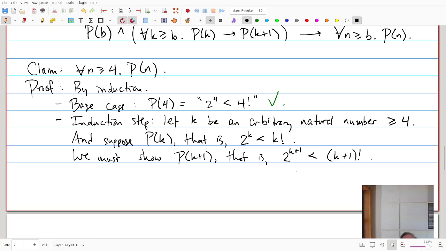So this is my goal, to show this. I'm trying to prove an inequality now, right? But I can still use a similar technique where I start with 2 to the k plus 1, and then I can use a chain of steps, as long as each step is either less than, or it could be equal to.